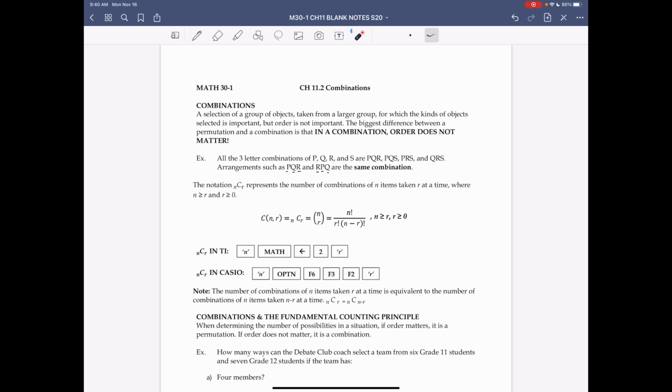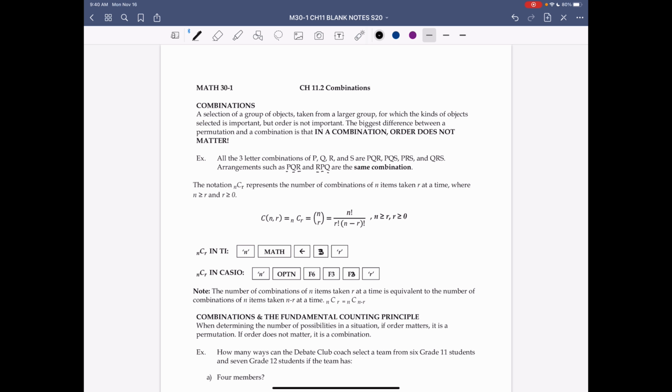To enter combinations in your calculator, you can put the n value, then math, then over to probability, so it might be 2 arrows over, and then not 2, now that's 3. 2 is permutation, 3 is combination, and then you enter your r value. In a Casio, you enter your n value, then option, then F6, then F3, then this should say F3 again. F2 is permutation, F3 is combination, and then you enter your r value.